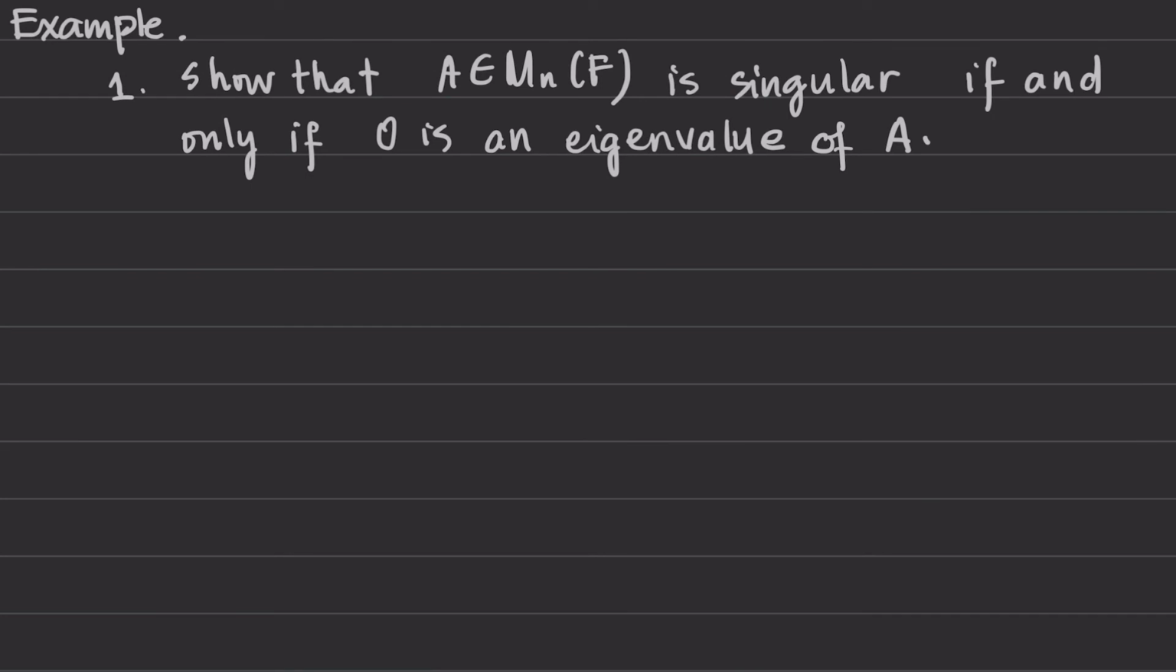So, show that A is singular if and only if 0 is an eigenvalue of A. Hindi niya sinasabi na 0 lang ang eigenvalue ni A. Ibig sabihin, sure ka na may 0 eigenvalue, pero pwedeng may iba pa. So, let us prove this.